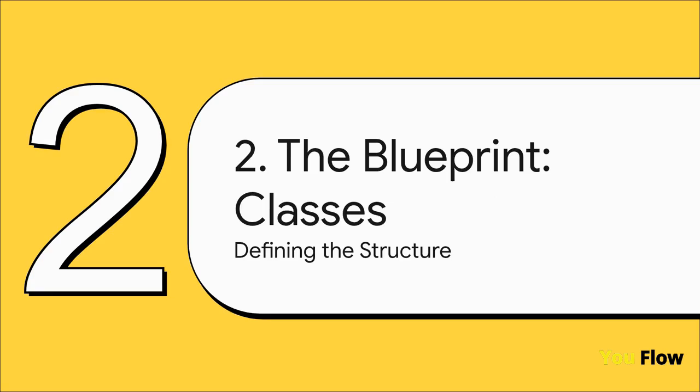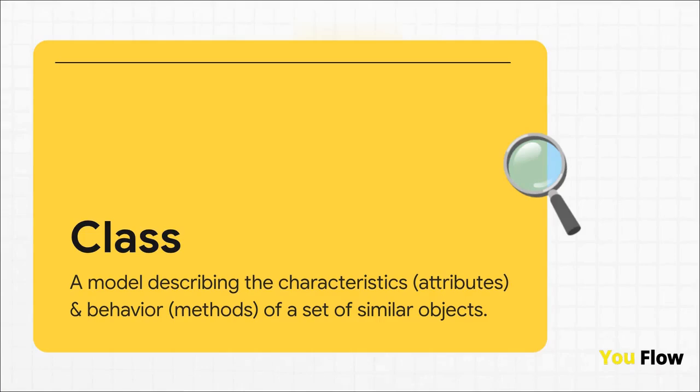So if this whole OOP thing is about building with these objects, where do they come from? Well, it all starts with something that works just like a blueprint you'd use for a house. In programming, that blueprint is called a class. A class is just a plan. It doesn't do anything by itself. It's a template that says, hey, any object of this type is going to have these characteristics, and it's going to be able to do these things.